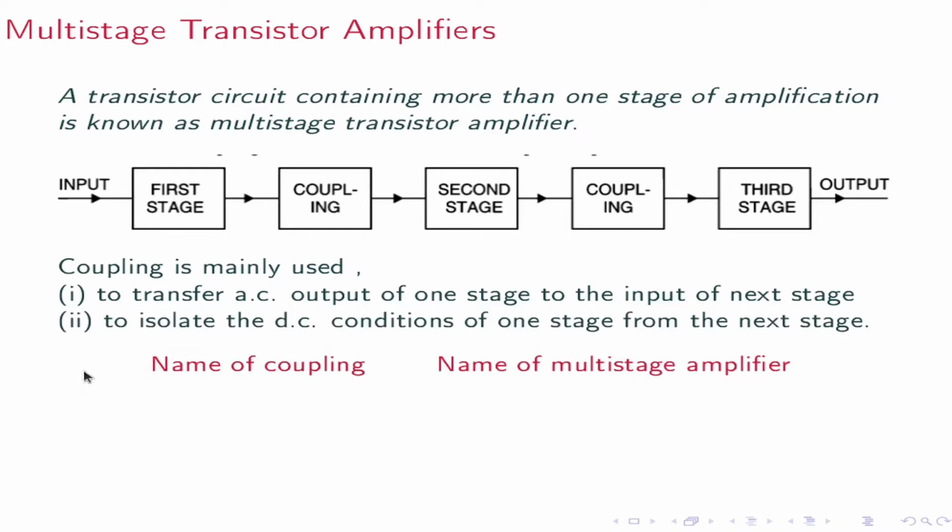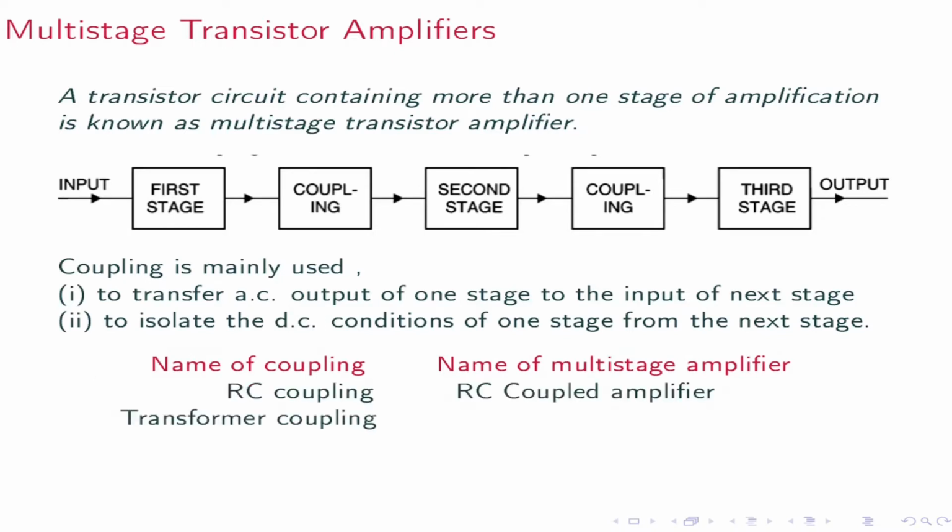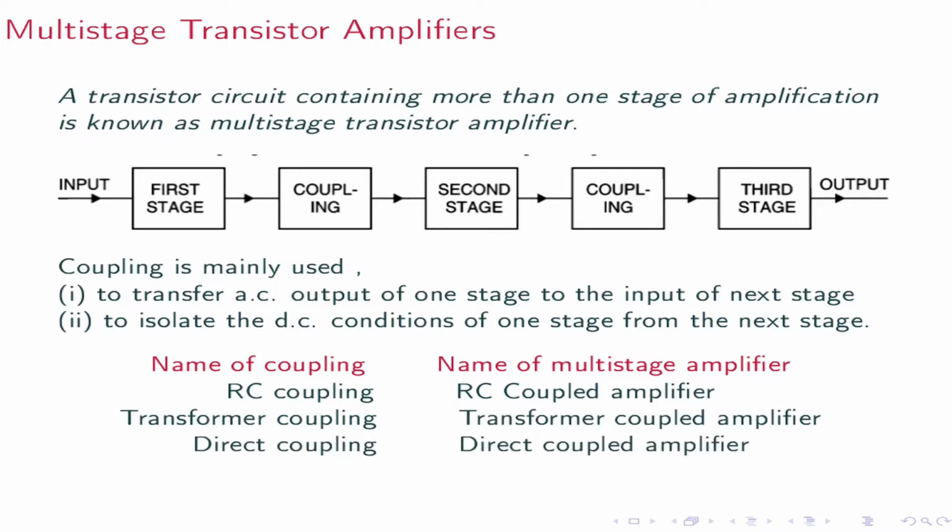There are 3 different amplifiers. When we use RC coupling, it is called an RC coupled amplifier. When you use transformer coupling, it is a transformer coupled amplifier. If it is direct coupling, it is called a direct coupled amplifier.